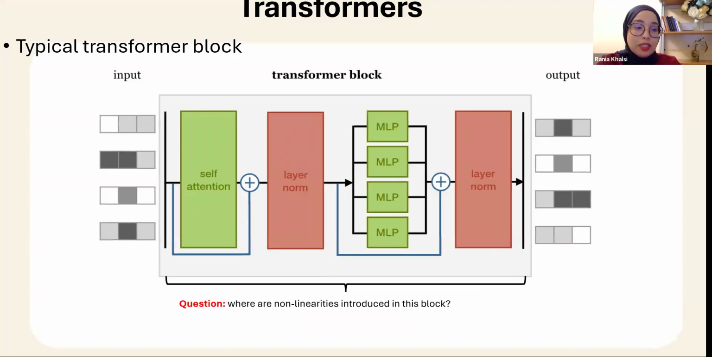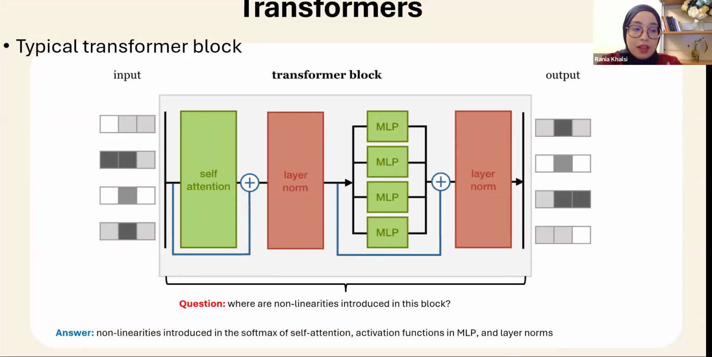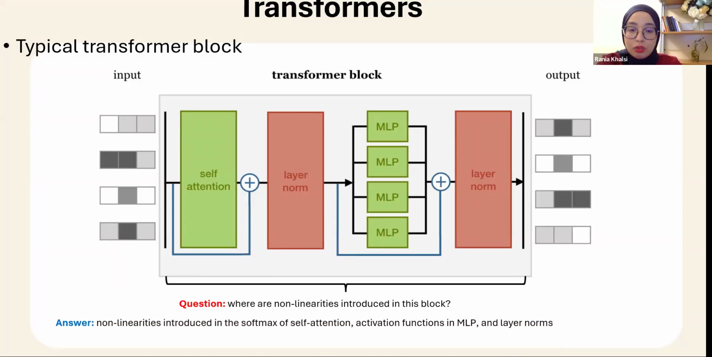Now the question is, where do we introduce nonlinearity in this block? We usually talk about nonlinearity when it comes to neural networks, and it's extremely important. So the question is, in this block, where do we introduce it? And mainly the answer is like in any traditional neural network.